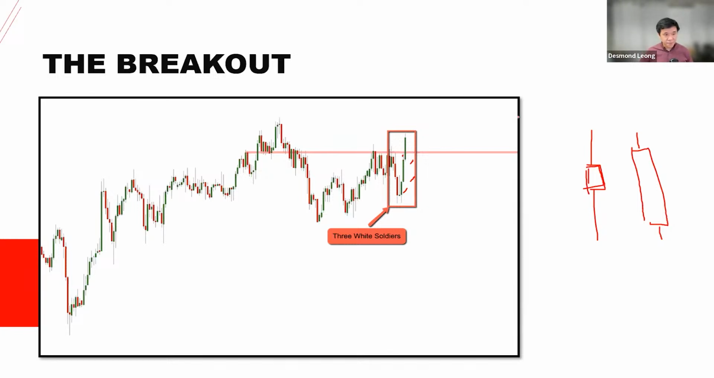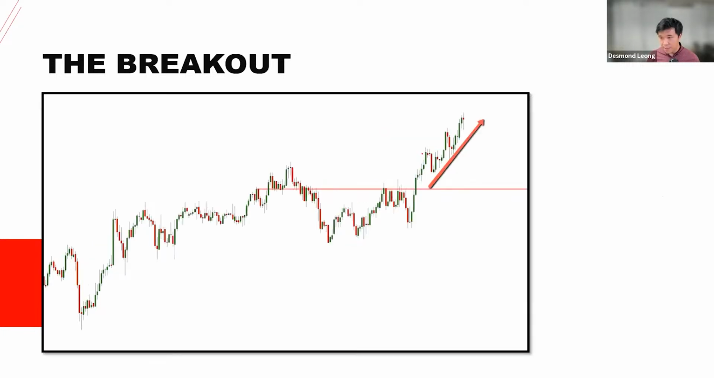candlestick pattern. All right, so true enough, when this candlestick pattern happens, what then happens is that you have 1, 2, 3 white soldiers. It breaks this resistance and price takes off, right? So this is our example of what happens when price comes and then breaks out. Okay, this is the definition of a breakout.